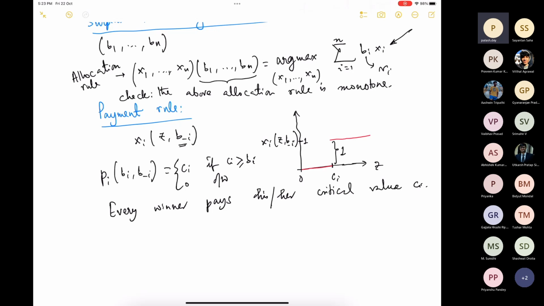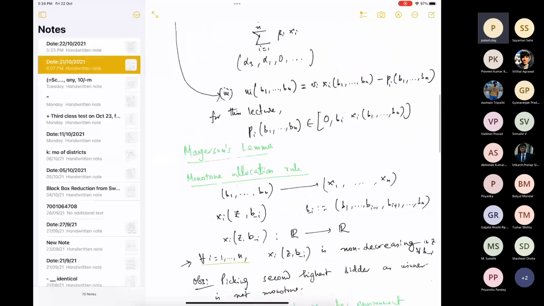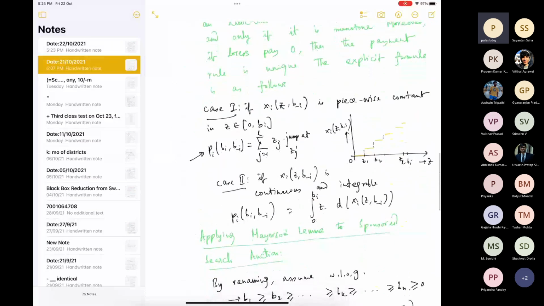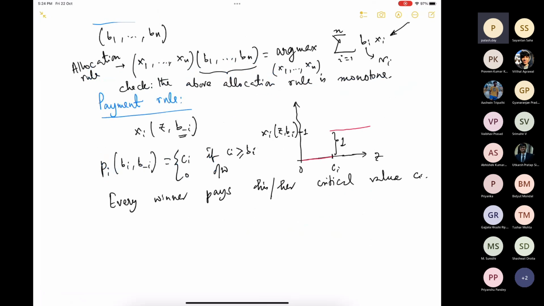Okay, is this sort of clear? It comes from here. In the last class, we have written this formula. The payment formula is that till Bi you go, and if there are jumps, you look at the places of jumps and multiply the place of jump with the amount of jump. Now in our case there is only one jump, and it is at the critical bid Ci, and its jump value is 1. So Ci times 1. Question.